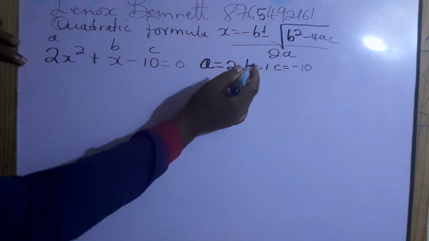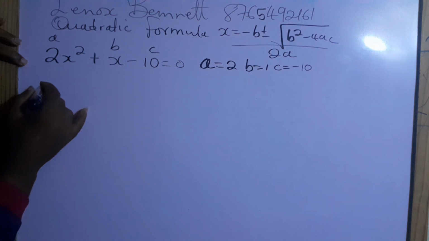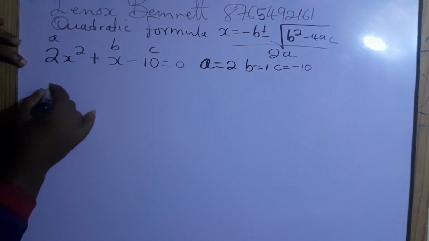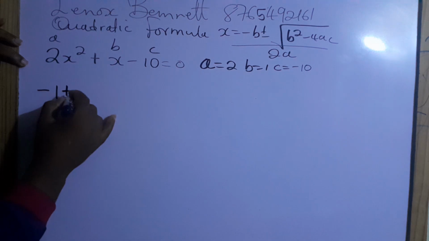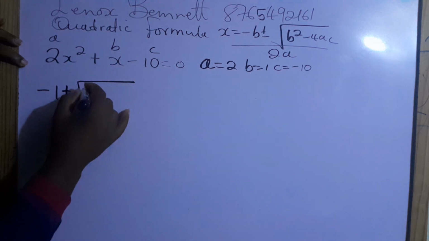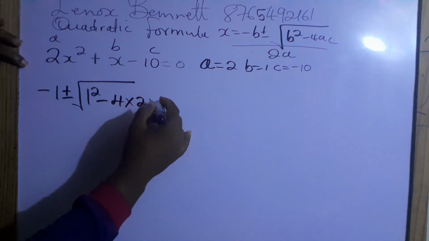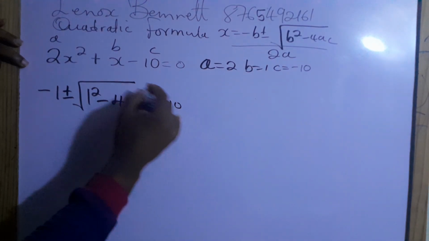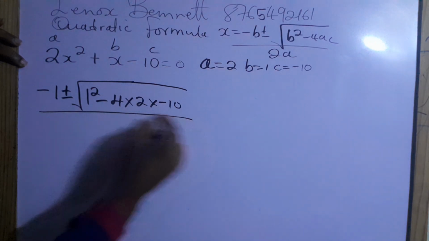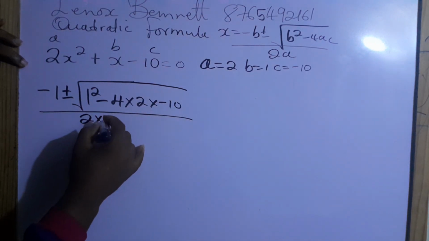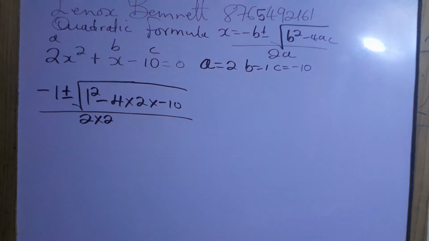Now b is 1, so minus 1 plus or minus the square root of 1 squared, minus 4 times a, the value of a is 2, and the value of c is negative 10, all over 2a. a is 2, so it would be 2 times 2. So all we did was just substitute the values. Let us simplify now. Alright?